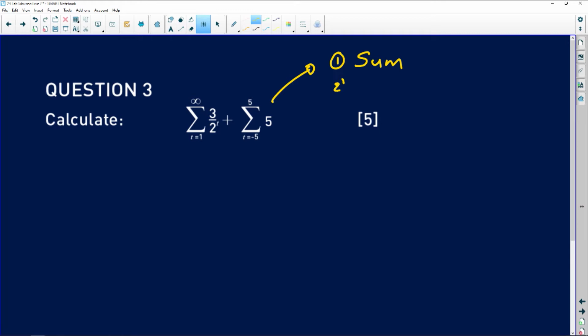Number two, you can only find the sum if you do what? If you expand. So I'm going to expand the terms and then I'm going to add them. So you must find the sum after expanding things. So we're going to expand and then add the terms. Right, please keep that in mind.